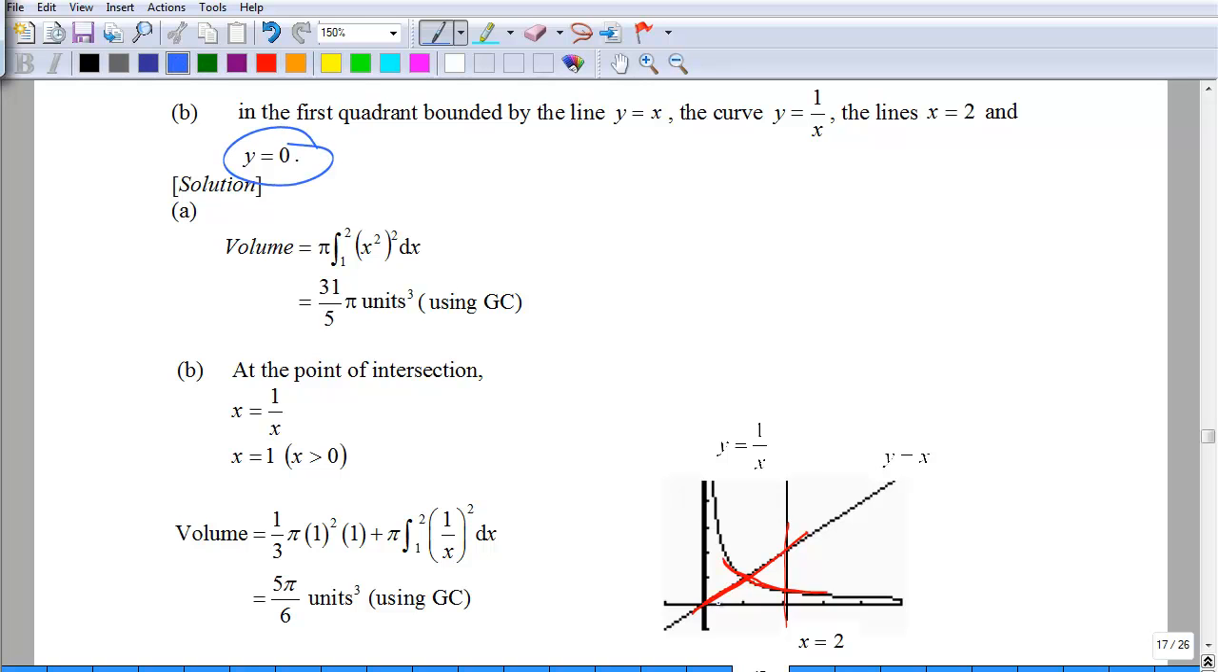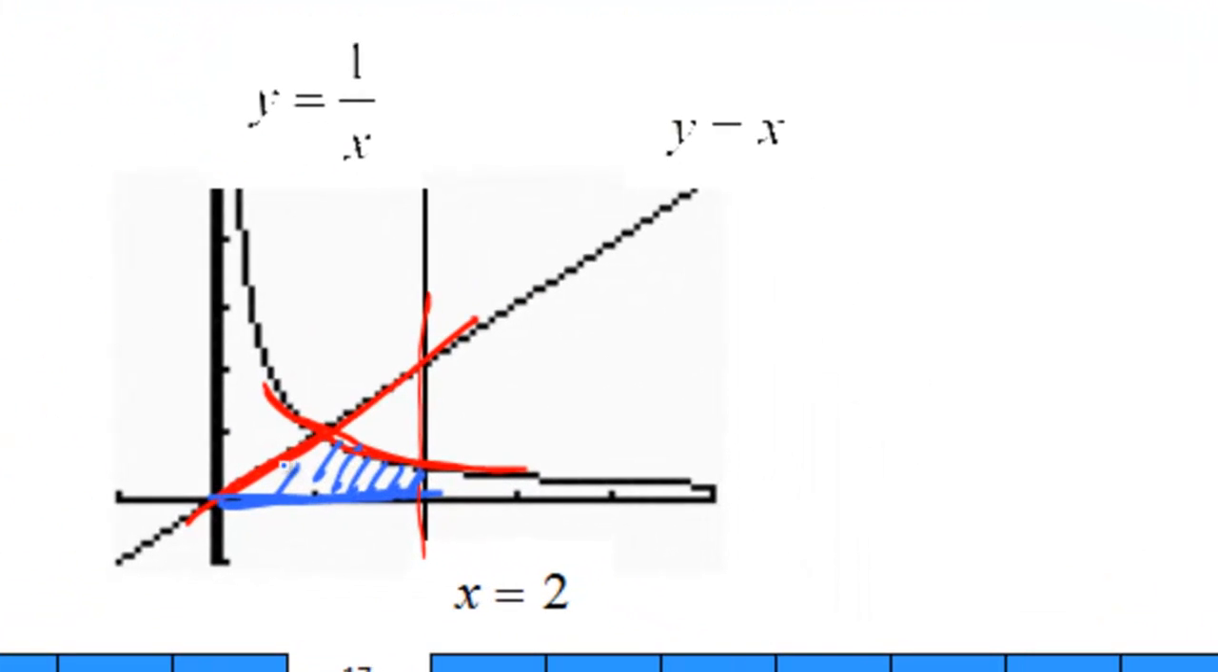Now, because y equals 0 is involved, we have to understand that the region has to have this blue line as part of its boundary. So the region involved will be this particular region. Many students will think that the area involved is the red region instead, and that will be a misconception.